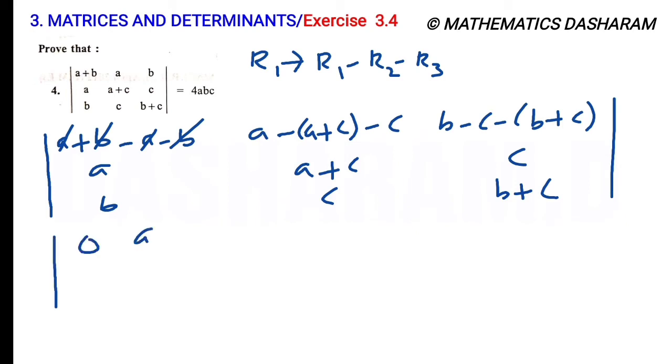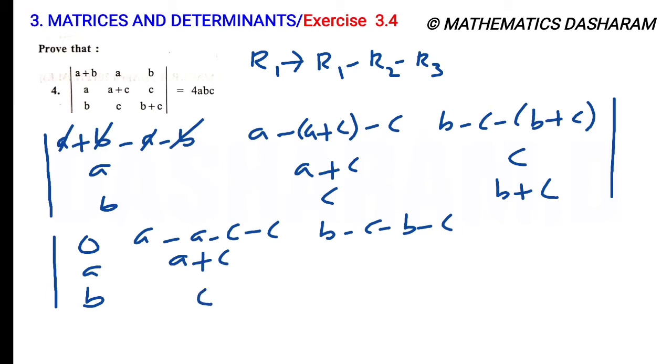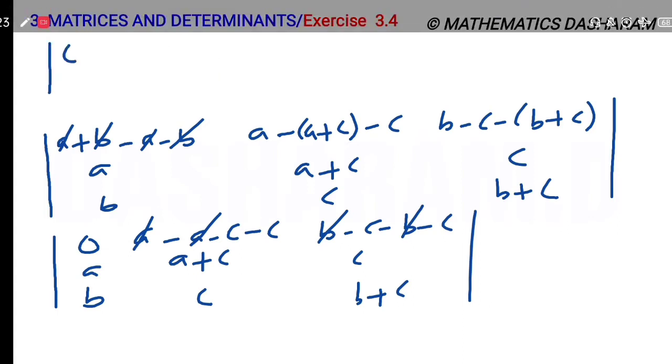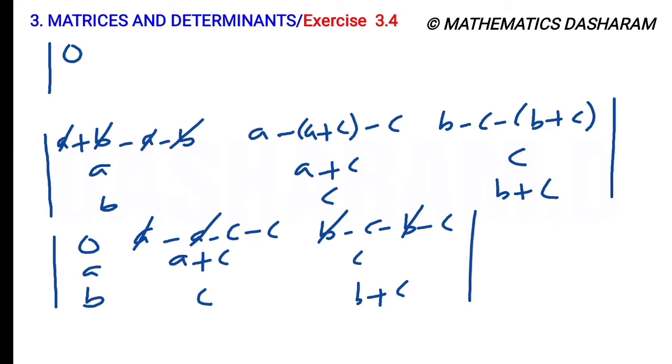Here A, remove the bracket, A minus C, here minus C. So B minus C minus B minus C. Here A plus C, C, and it is C, B plus C. So is there any cancel? Plus A minus A cancel, plus B minus B cancel. So then 0, and here minus C is minus 2C. Next here minus C minus 2C. Next A plus C, C, here B, C, B plus C.